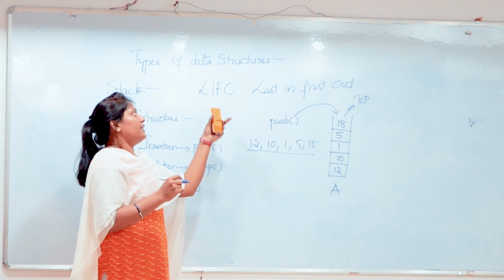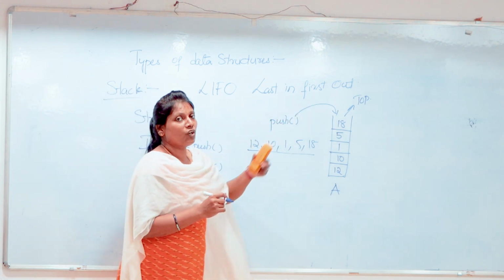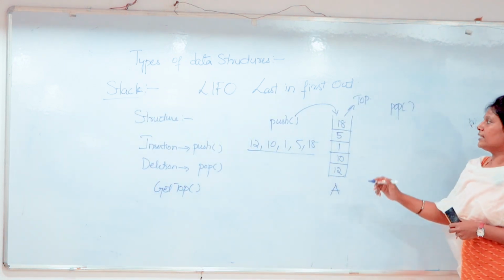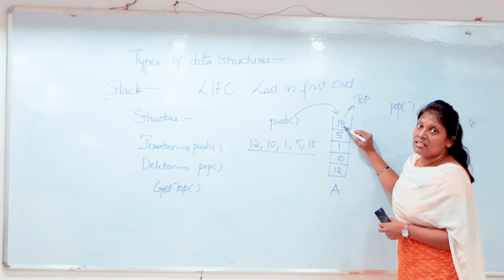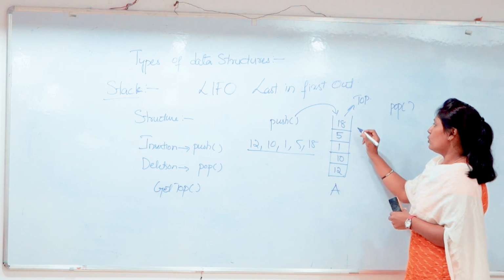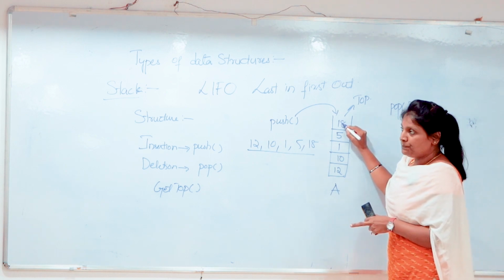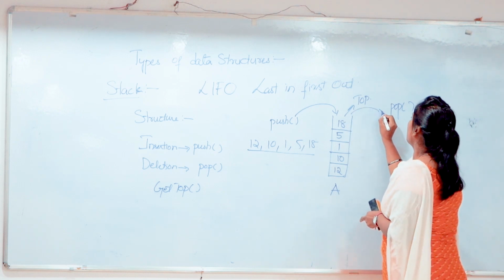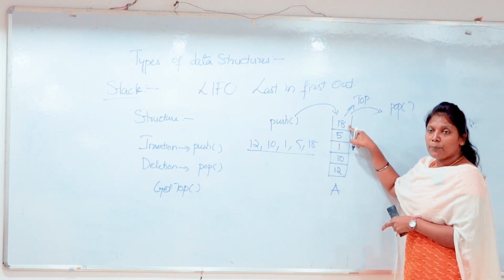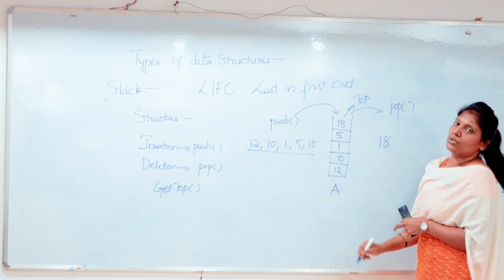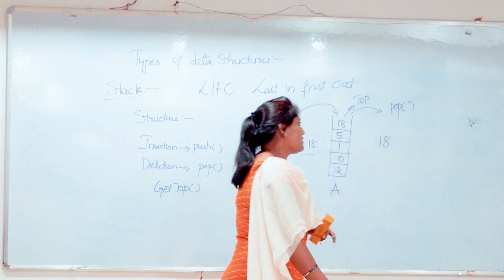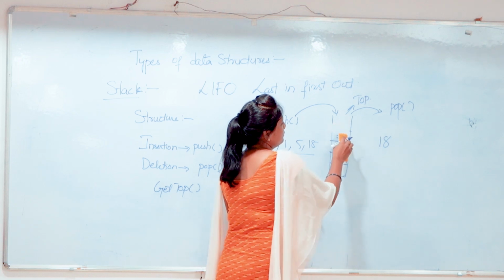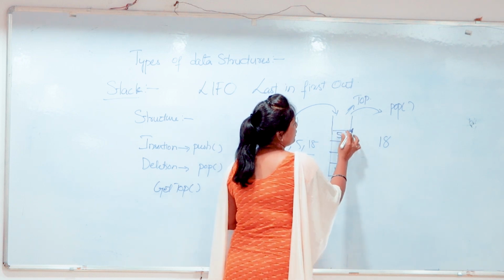As I have told you, it follows the last in first out principle. When the pop operation, the deletion operation, is performed on the stack, whichever is inserted last will be deleted first. So 18, which was inserted last, will be deleted first. While performing the pop operation, the topmost element will be popped out. I have deleted 18. Next, the topmost element is 5 here.